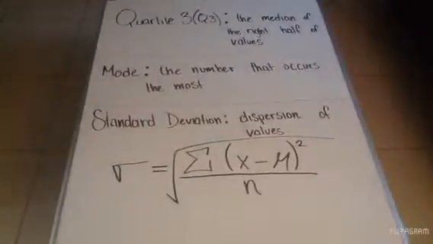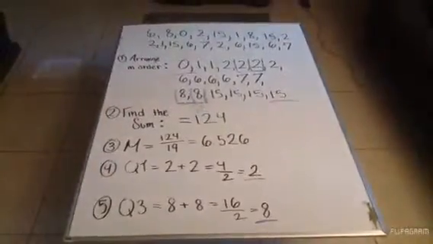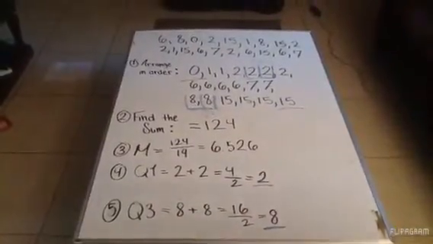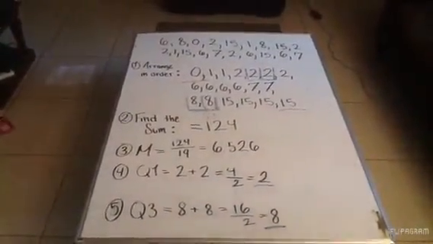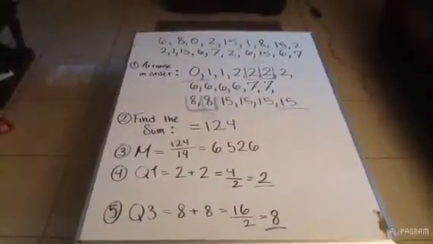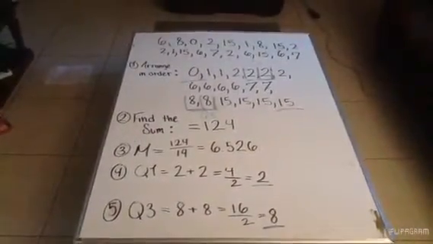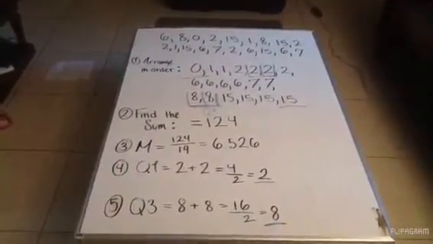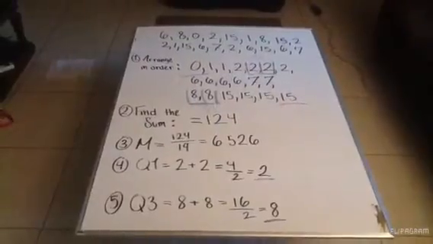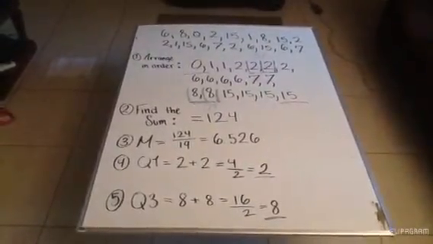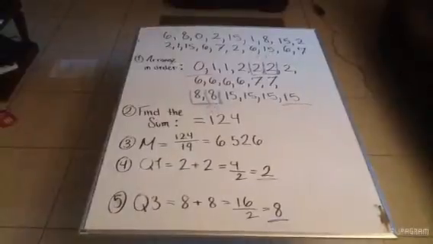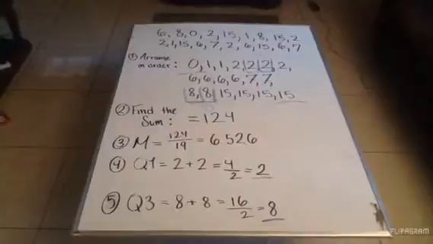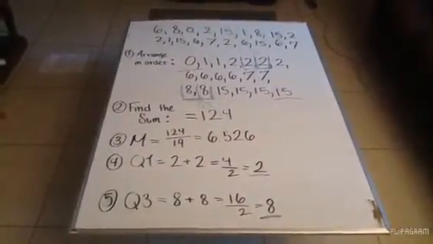of all terms. For this step, we're arranging the numbers from 0 to 15, and the median is 6. Then we add them all together to get 124. Then for the mean, we do 124 divided by 19. That's how many numbers there are. Then it equals 6.526. For quartile 1, we do the numbers that are in between the first half, and then quartile 3 that's on the other side of the rest of the half. Then we divide it by 2 for those numbers, and you'd get 2 and 8.